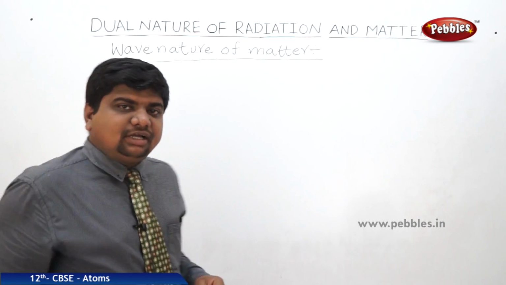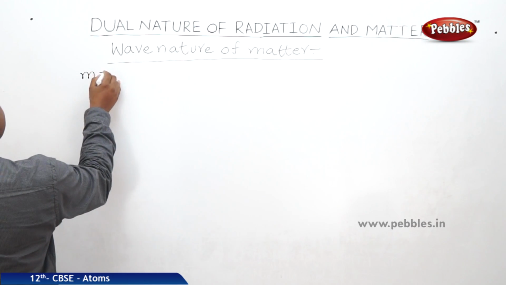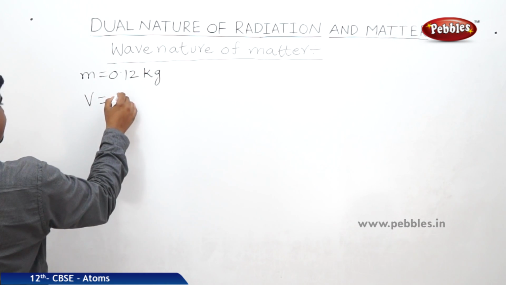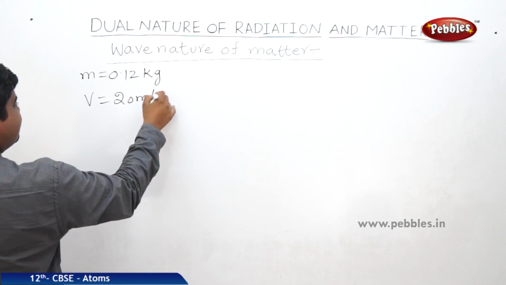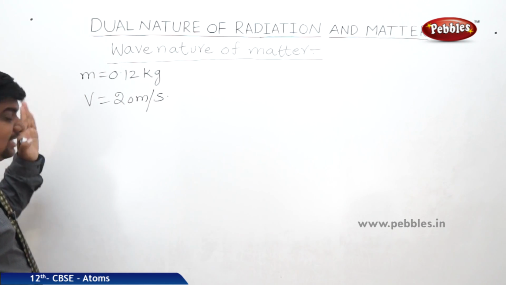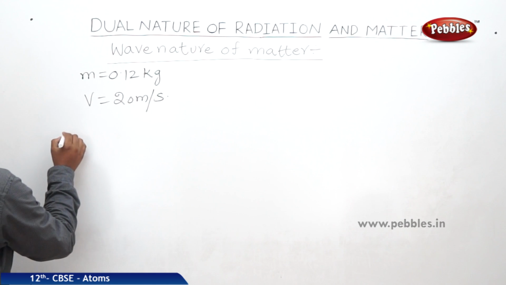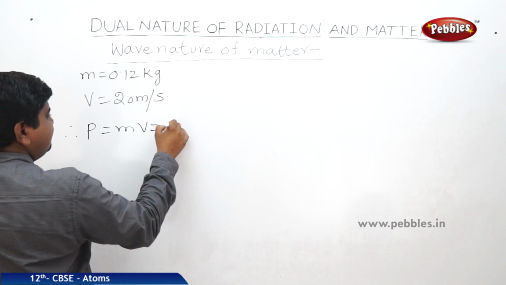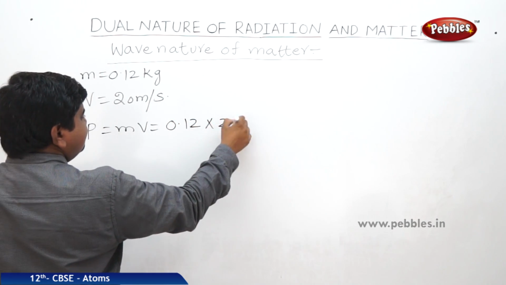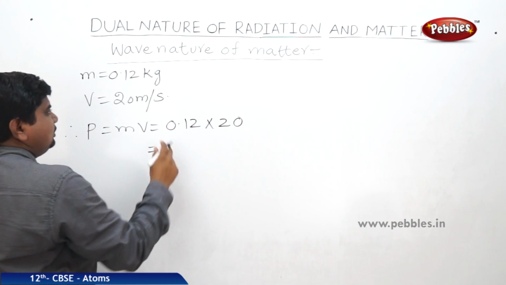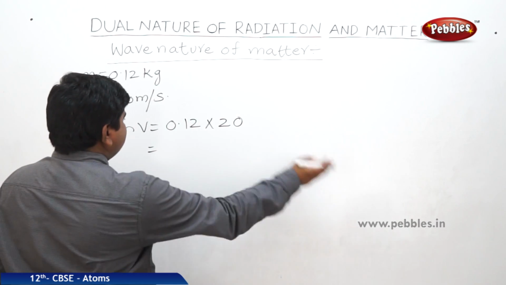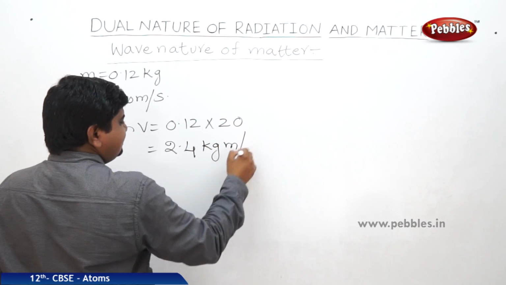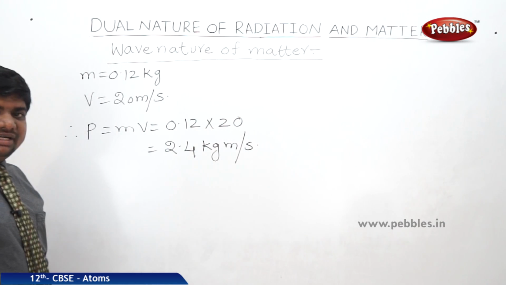Now we will take an object of mass 0.12 kg, moving with a velocity of 20 meters per second. We will try to find out its momentum and energy. Momentum P is equal to mv, where m is equal to 0.12 kg and v is equal to 20 meters per second. So finally, we will get 2.4 kg meters per second. This is the momentum value.